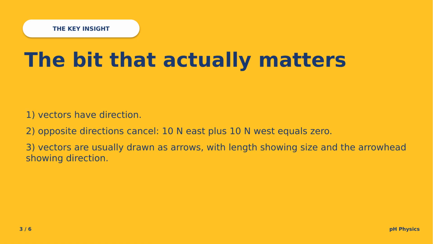Three things. 1. Vectors have direction. 2. Opposite directions cancel. 10 northeast plus 10 northwest equals 0, for example. 3. Vectors are usually drawn as arrows, with length showing size and the arrowhead showing direction.